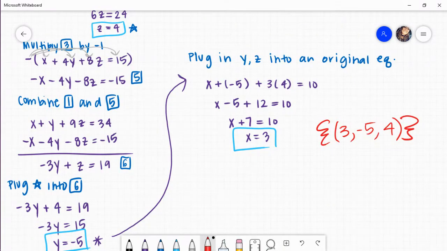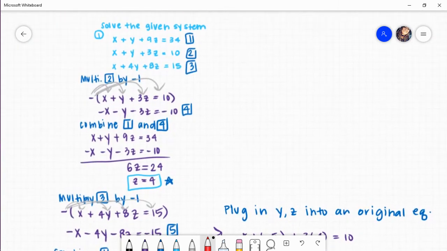If you get to an answer and you're not too sure if you're correct, you would simply plug that solution set, that ordered triple, into the original problem, plugging in all three variables and solving each individual equation. You should get true statements, which means that it is the solution set to that system of equations.